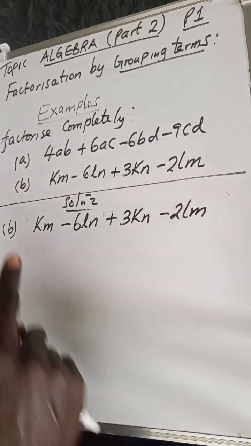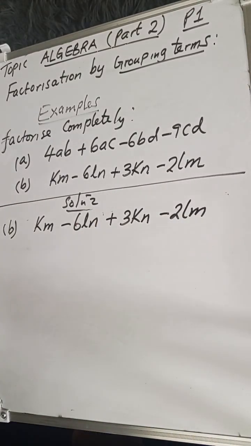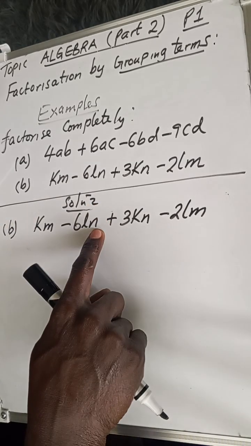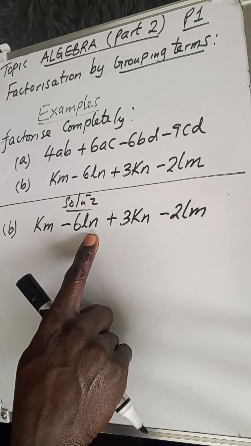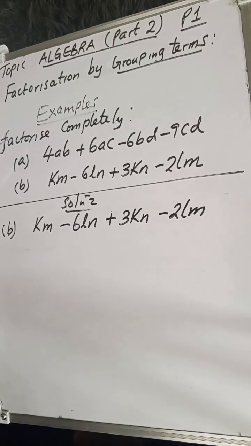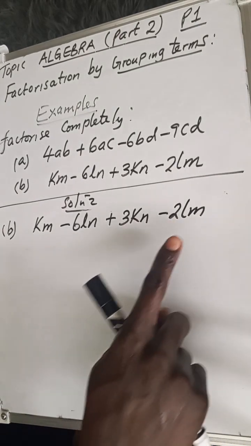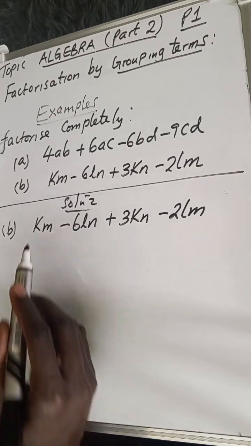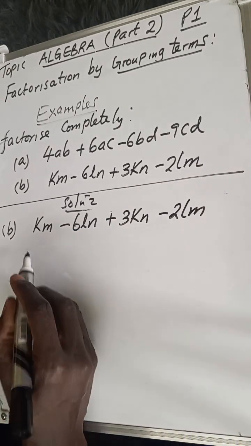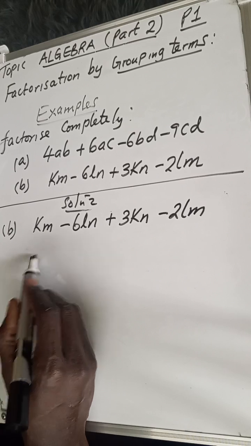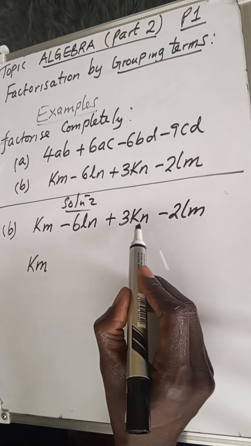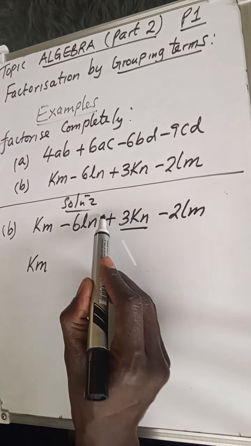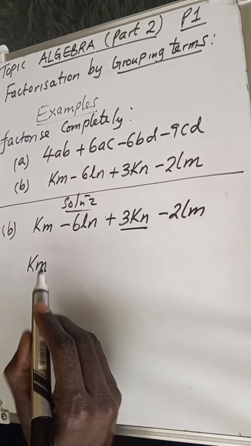In most cases you are just going to be grouping them, but sometimes you will find that even when you group them, for example when I group this, there's nothing actually common there. So you wonder what to do. When you find such a case, you can simply rearrange them to pick up what is common. For example, I can take Km, because I've seen that this one also has a K, so I'll move it. When you move it, you move it together with the sign in front, which is a positive.